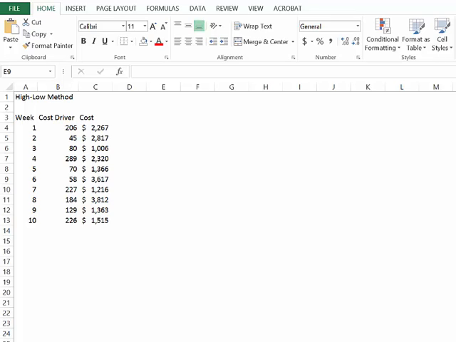So what we're looking at here is we have 10 weeks worth of data. We have put our predicted driver, what we think is our cost driver, into column B and the quantity of that. And then in column C, we have the actual costs that we've accumulated themselves. And we want to know, for example, is it true that if we use 206 of our drivers, that our cost will always be around $2,267? So the first step is to do a scatter plot.